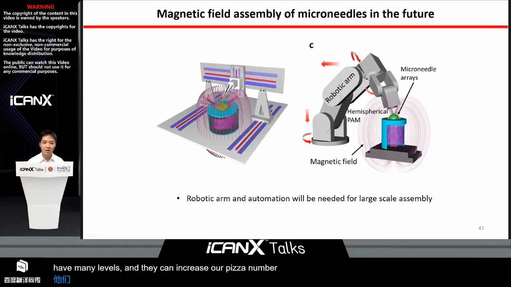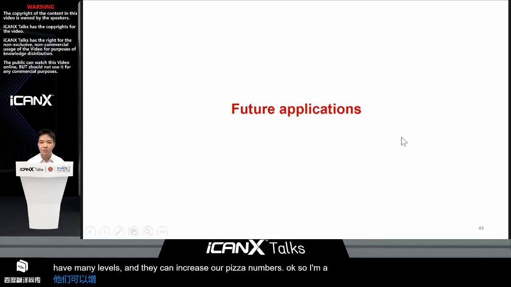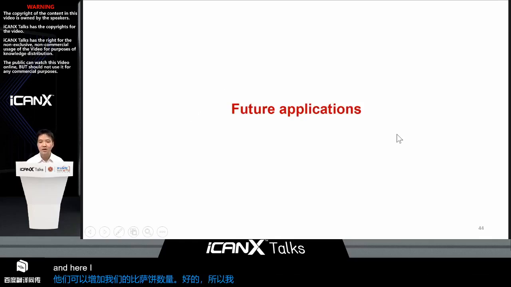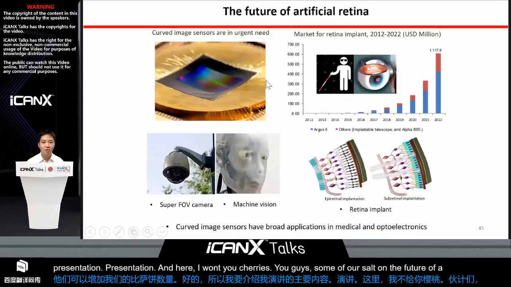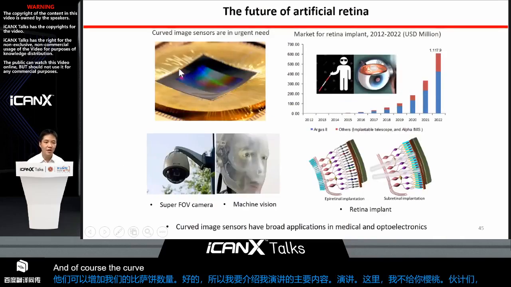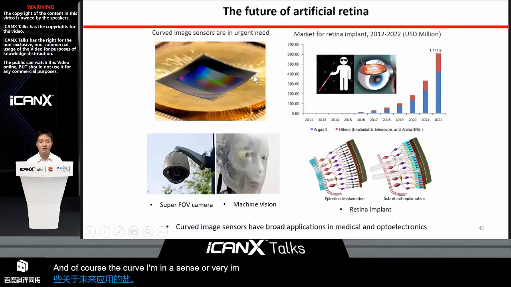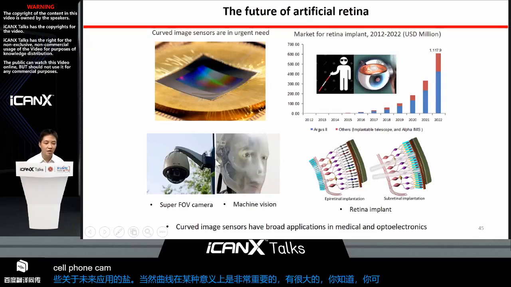Okay, so above are the main contents of my presentation, and here I want to share with you some of our thoughts on future applications. Of course, the curved image sensor is very important. It has a very large field of view. It can be used for cell phone cameras, surveillance cameras, or machine vision.